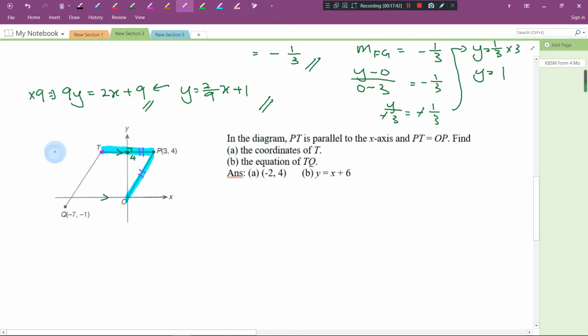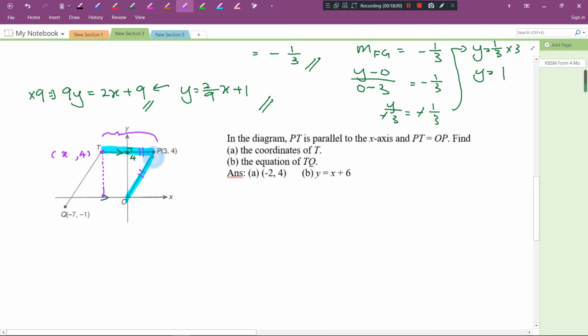So I know that the T must be something. I don't know the X here, the X is over here. But I know the Y is equal to 4. So I need to try to figure out the value of X here. The length here and the length here are the same. So if I am able to get the length here, then I know how many units here.